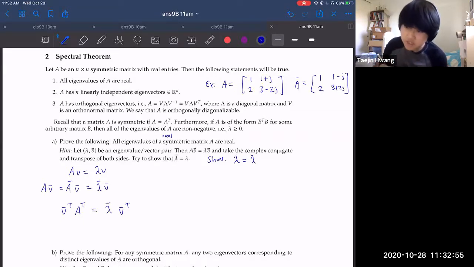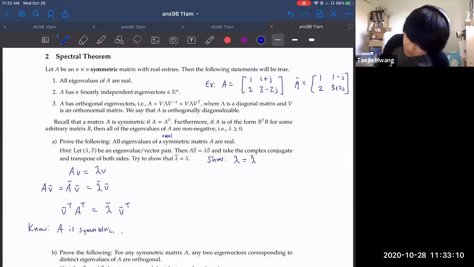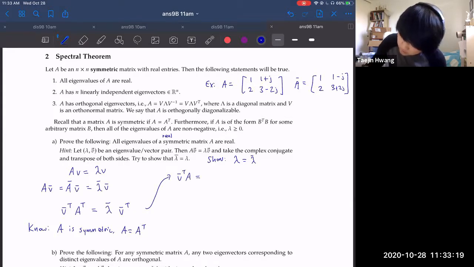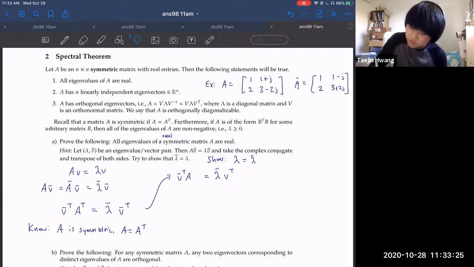And I think the next thing to think about is, what information were we given? Well, we were given that the matrix A was symmetric. So we know that A is symmetric, meaning A is equal to A transpose. So this tells us that V bar transpose A is equal to lambda bar V bar transpose. Give myself a little more room here.